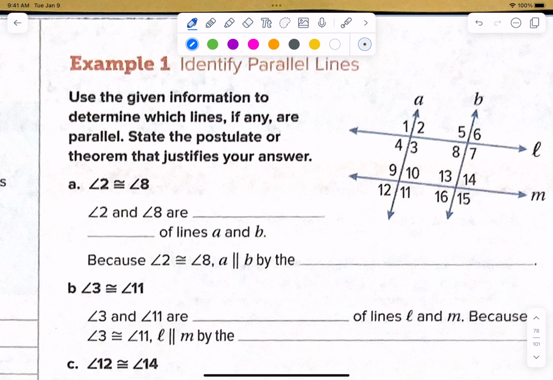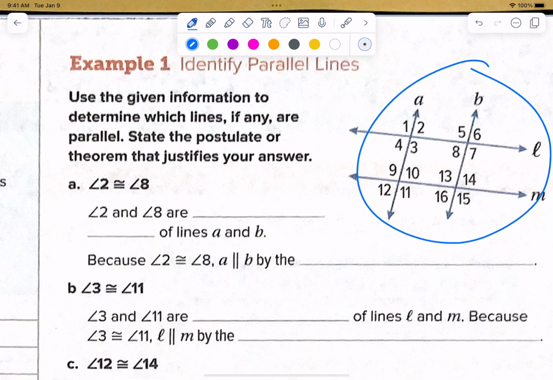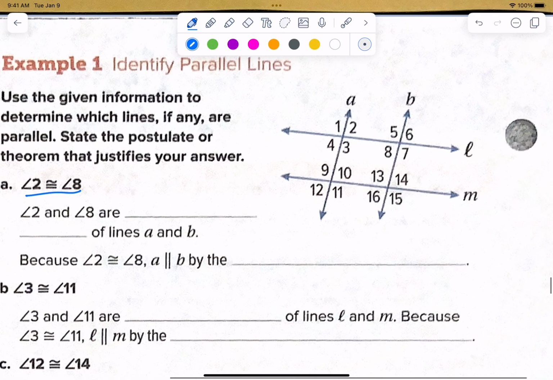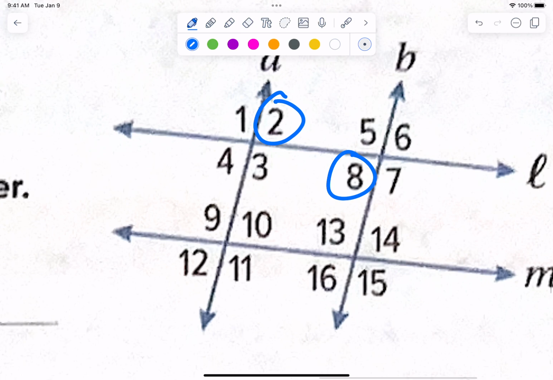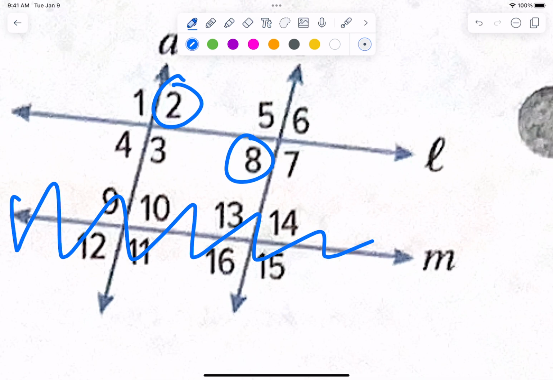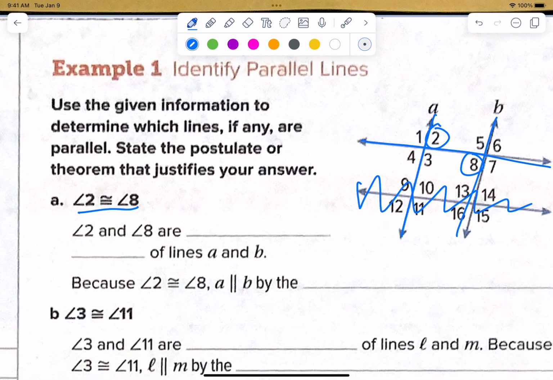Example 1, here we go. We've got this little diagram that we are looking at. There's an A, B, C here for this. They say if angle 2 matches angle 8. First and foremost, which 2 lines are we thinking are probably parallel? If angle 2 matches angle 8, which 2 lines are in question as parallel? A and B. We're not talking about this line right here, right? M doesn't have anything to do with this. L is my transversal. A and B are my 2 lines that we're assuming maybe are parallel, okay?